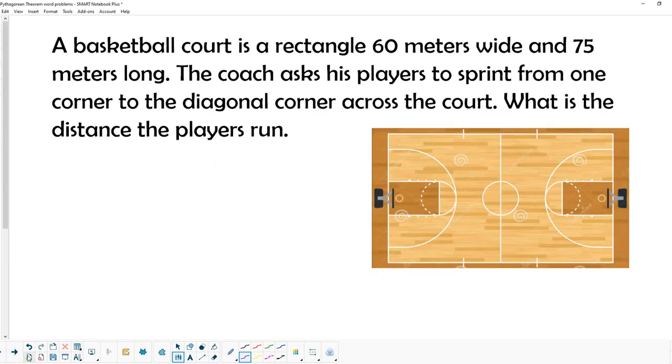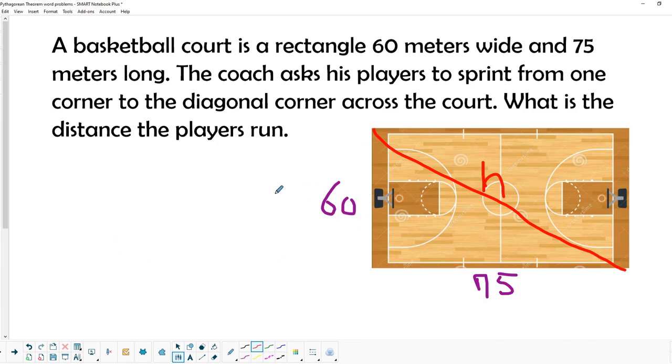Okay, a basketball court is in the shape of a rectangle, 60 meters wide and 75 meters long. So 60 wide, 75 meters in length. The coach asks the players to sprint from one corner diagonally across the court. So basically the coach is asking everybody to run from one corner to the opposite one. So that would be the hypotenuse, right? So the question is, how long is that?